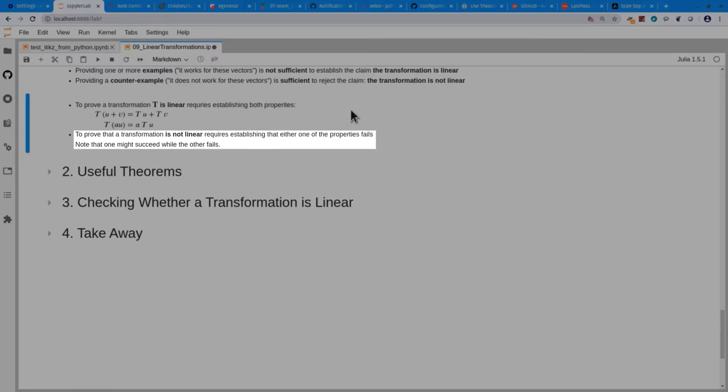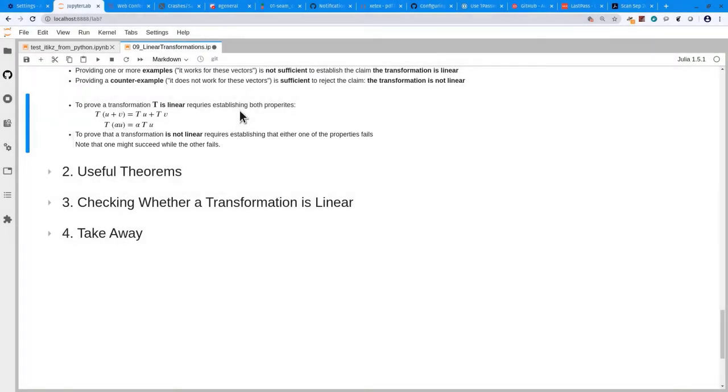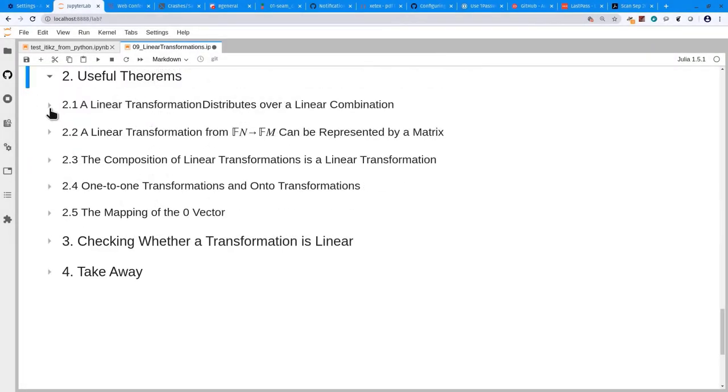To prove that the transformation is not linear, if either one of those operations fails, that is sufficient to say the operation is not linear. So when I'm checking, the moment I have one of these fail, I can stop and immediately say that the transformation is not linear. Now, here are some useful theorems for us to consider.